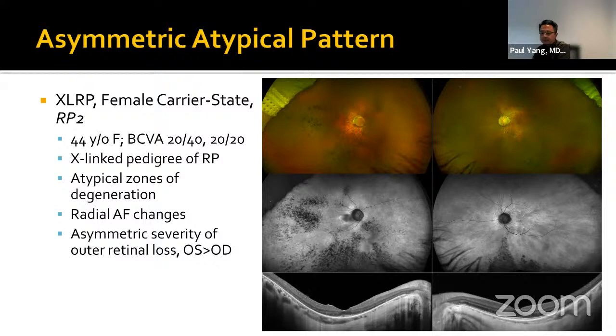So here's another one. Another case of X-linked retinitis pigmentosa, female carrier state. And this one's due to the gene called RP2. So you can see how different it is. This one looks nothing like the other case I showed you, right? You see these kind of mid to far peripheral areas, patchy areas that are affected, almost kind of in a radial pattern.